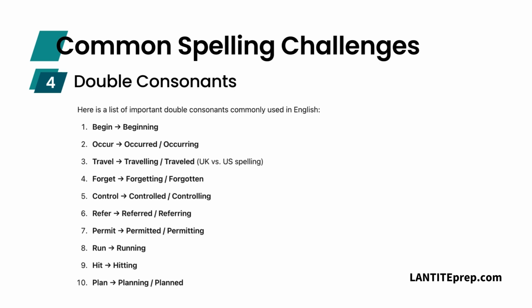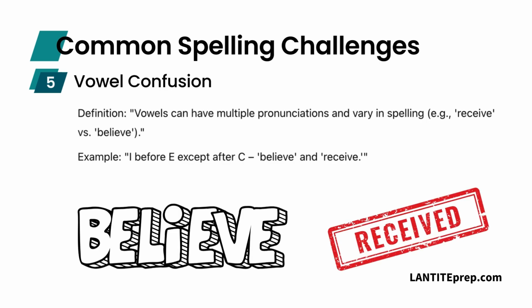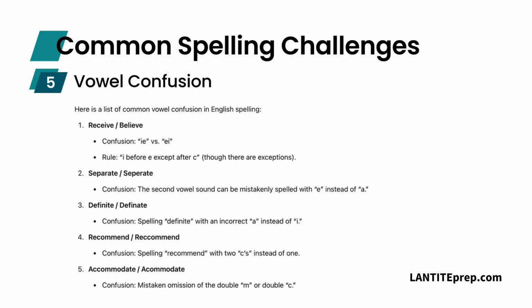Up next, we have vowel confusion, which in English can be quite confusing, and it's important to recognize patterns such as I before E except after C to reduce errors in spelling. Here is a list of examples that are commonly confused. Take a moment to make sure you are familiar with each.